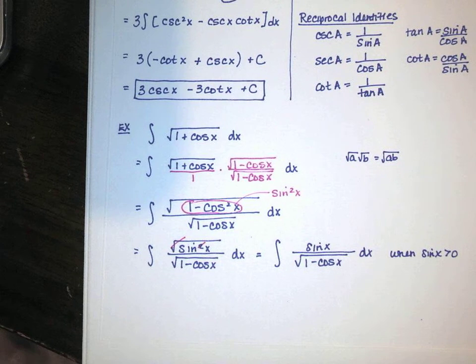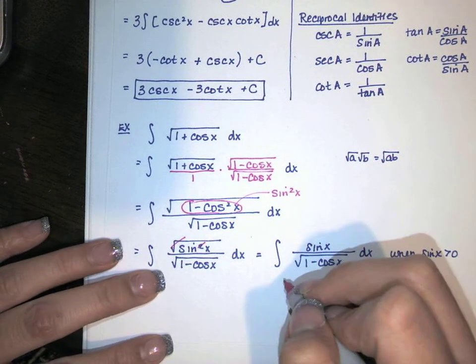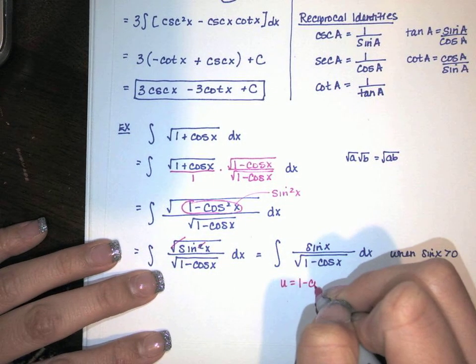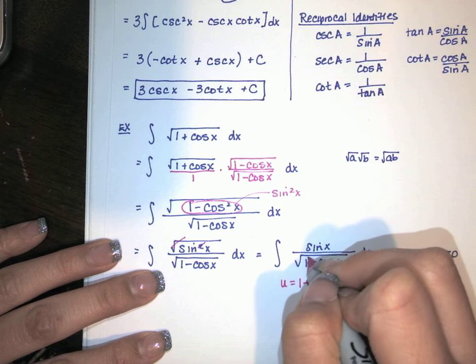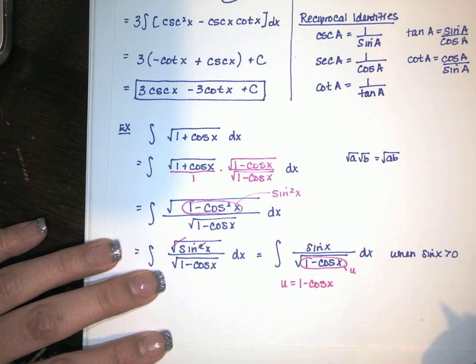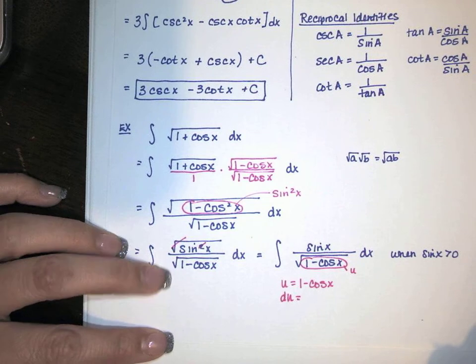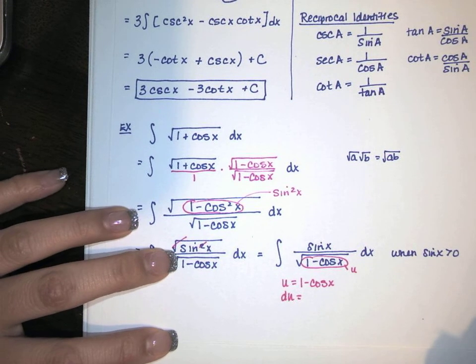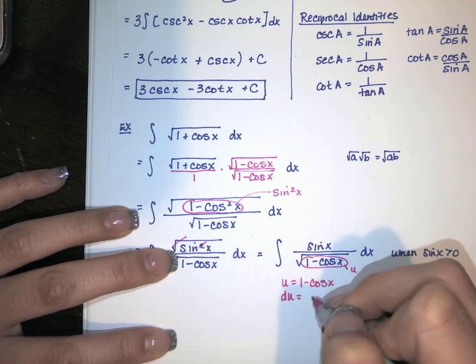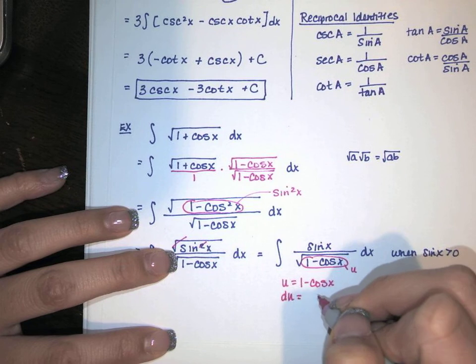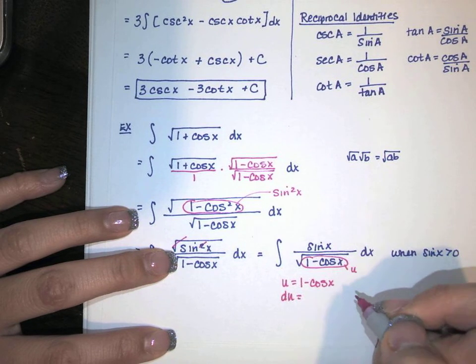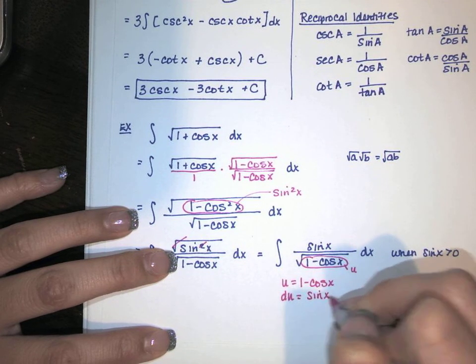Now what do we do? Do I have a basic rule for that? No, I don't have a quotient rule. Can I do u sub? Actually, I can. So we're going to let u equal 1 minus cosine of x and see if that'll work. This will work if the derivative of 1 minus cosine is up there somewhere, and it is. Derivative of 1 is 0. Derivative of negative cosine is a negative sine, so that's positive sine.